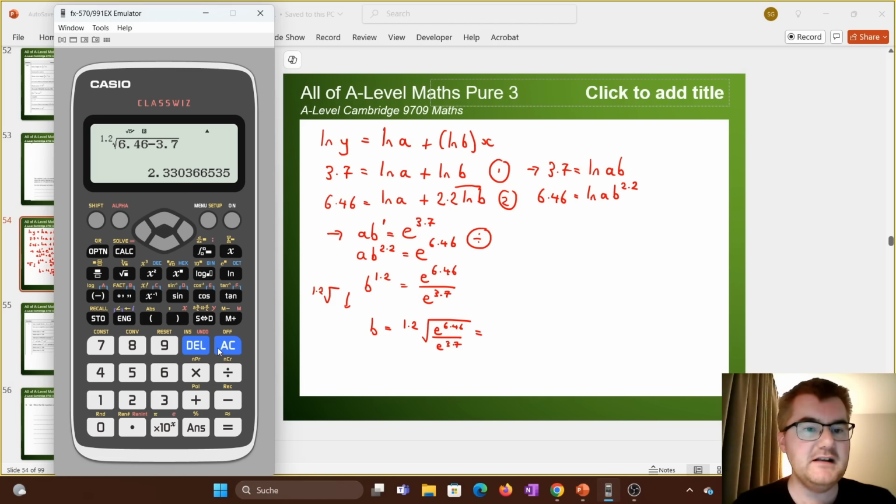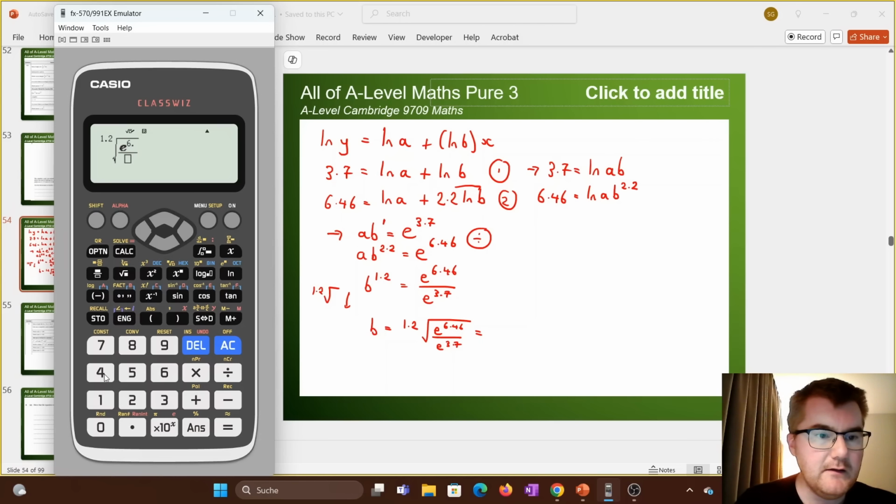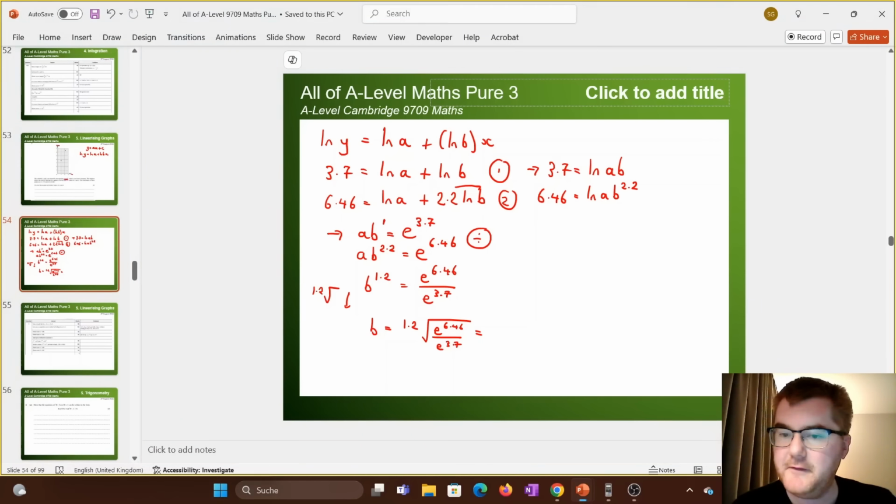So if we put this into the calculator, we go shift and this button here, so we can put in 1.2, and then we just put in e. We need a fraction first, e to the power of 6.46 divided by e to the power of 3.7. That gives us our value of 9.97 for b.